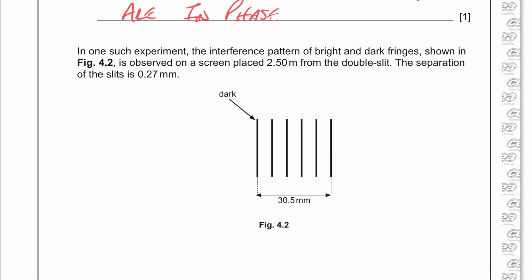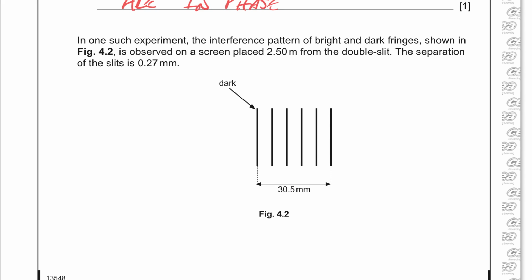In one such experiment, the interference pattern of bright and dark fringes shown in figure 4.2 is observed on a screen that's 2.5 meters from the double slit. The separation of the slits is 0.27 millimeter.